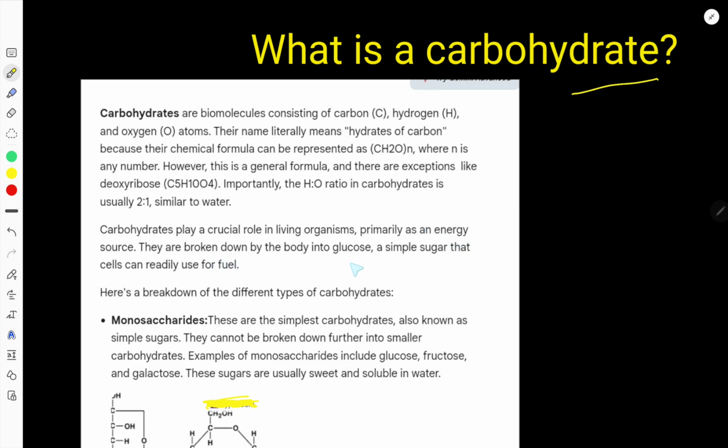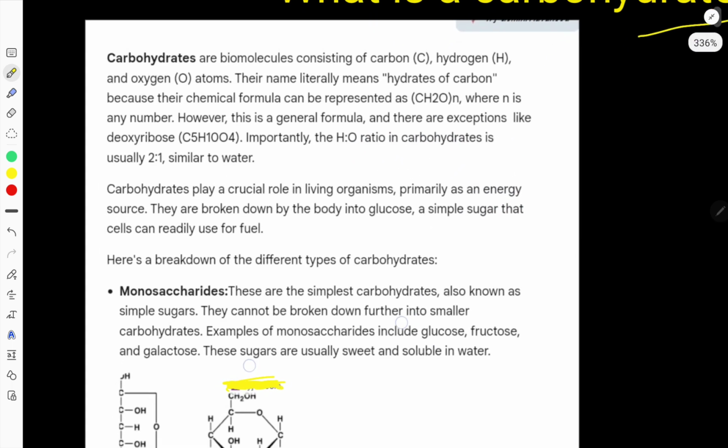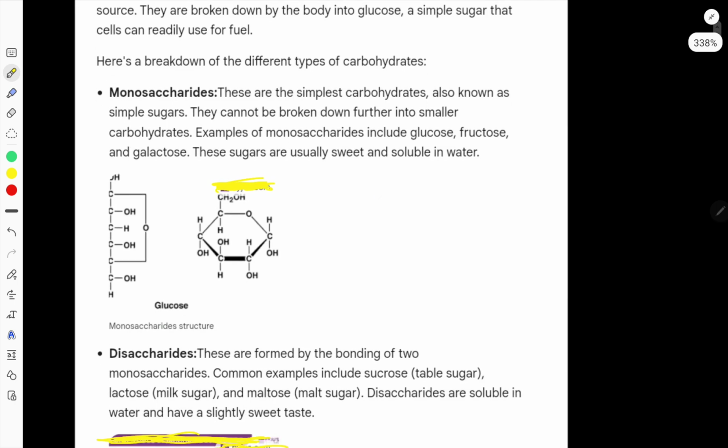They are broken down by the body into glucose, a simple sugar that cells can readily use for fuel. All sugars are carbohydrates, but sugars are sweet and easily soluble in water. But not all carbohydrates are sweet and soluble in water. That is why all sugars are carbohydrates, but not all carbohydrates are sugars. You'll learn that later in this video.